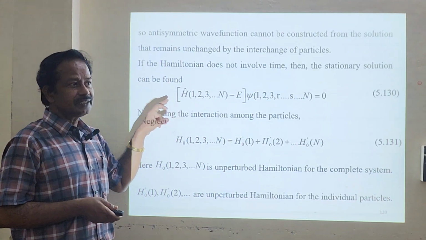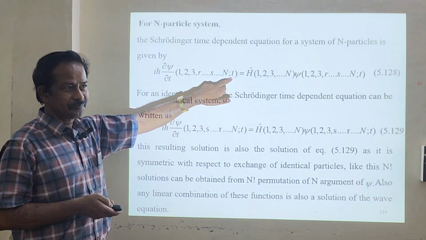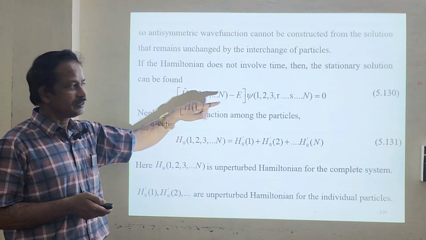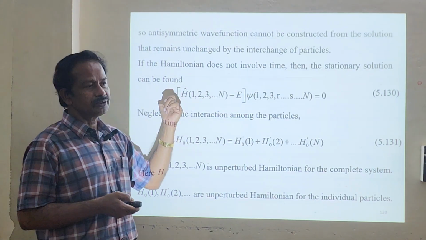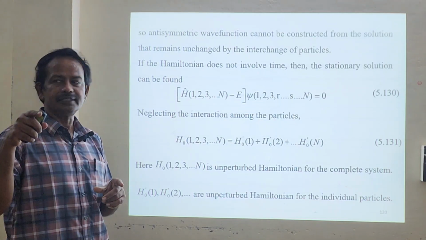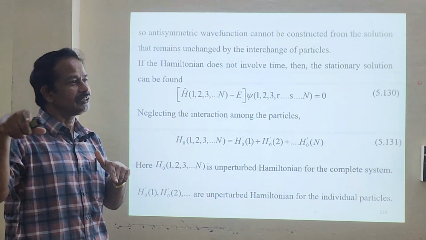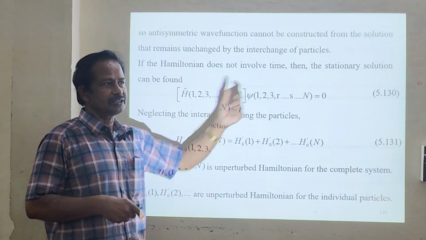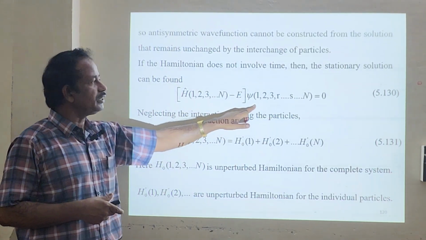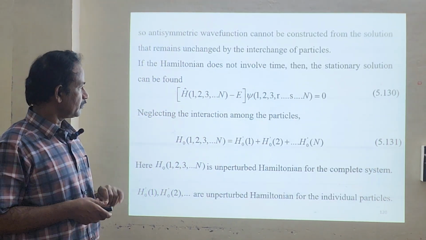Suppose we consider that this does not depend on t. Just bring those terms to the right-hand side or left-hand side, and you will get this equation: H psi equals E psi. You bring this E psi to this side: H psi minus E psi equals 0. So (H minus E) psi is equal to 0. So we can have this.